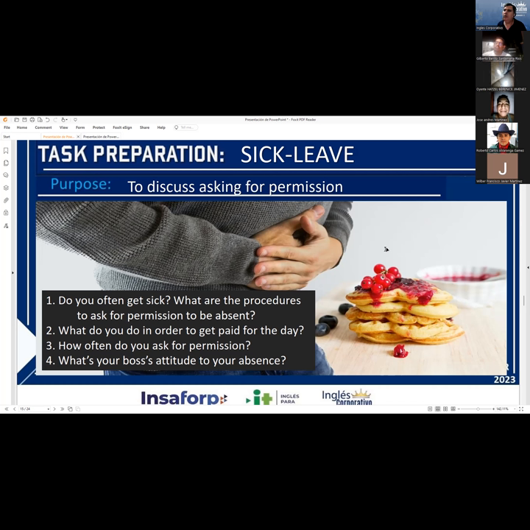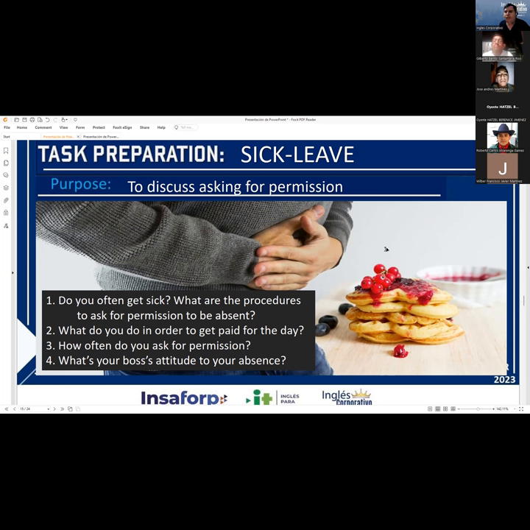Okay. So, sick leave. You have to fill in a document asking for permission for the day or days that you're going to be absent. Okay. What do you do in order to get paid for the day? Because if you are absent because you're sick, they pay you, depending on the number of days, not the institution, but the Social Security. So what do you do to get paid? Give the document to my boss. For example, if I went to the IS, I give a document to my boss. Okay, excellent. So that's something good.